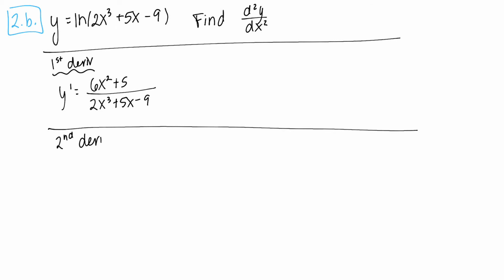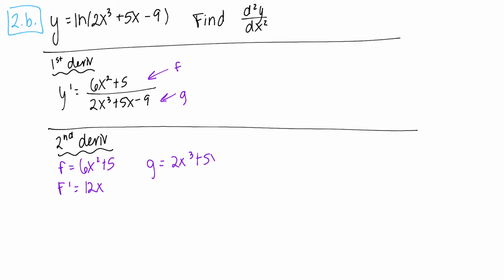For your second derivative, quotient rule, right? So you have an f and a g. F is 6x squared plus 5. F prime is 12x. G is 2x cubed plus 5x minus 9. G prime is 6x squared plus 5.